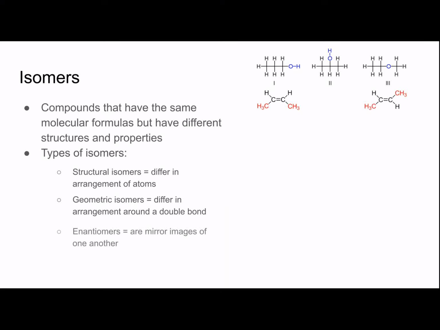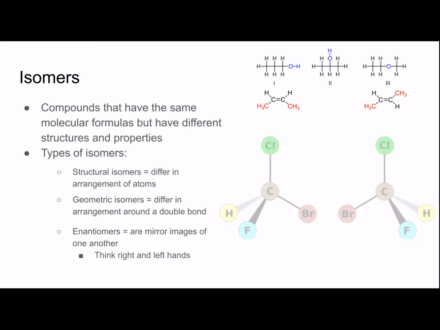And last, we have enantiomers, which are mirror images of one another. So think about like your right and left hands. They're mirror images of each other, but they're not the same. So here's an example. And this mirror image, they're not the same. They have different properties and will react differently.